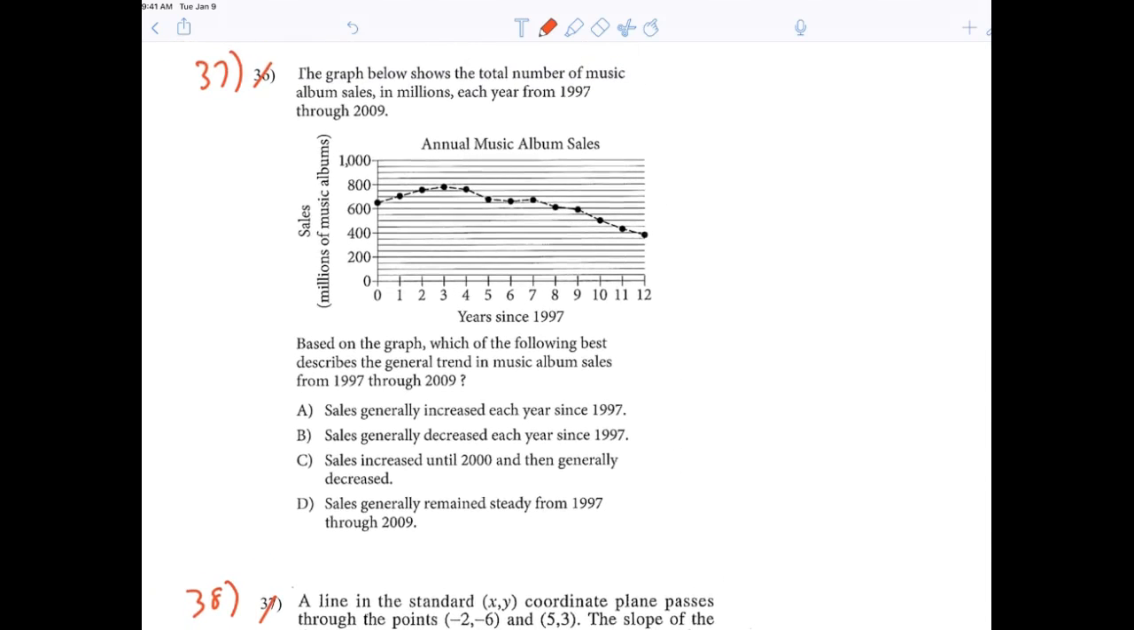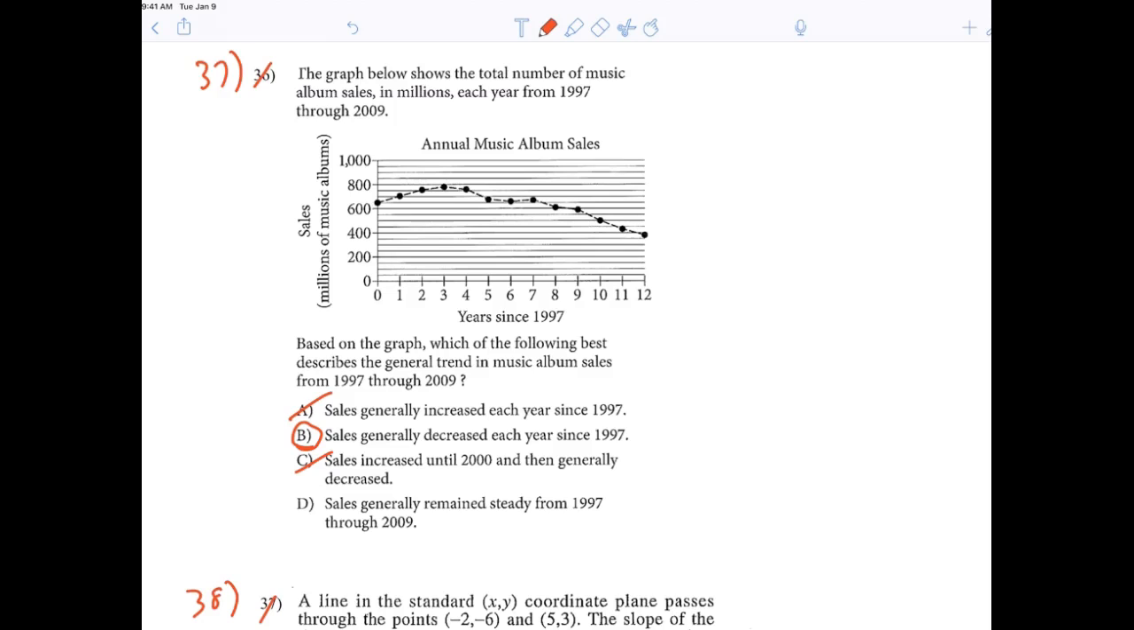So 37, it says, the graph below shows the total number of music album sales in millions each year from 1997 through 2009. Based on the graph, which of the following best describes the general trend? First of all, is it increasing or is it decreasing? So I would not say A, and I would not say what? C. Do they remain steady or do they decrease? So the answer definitely was what? I don't think that's that hard.